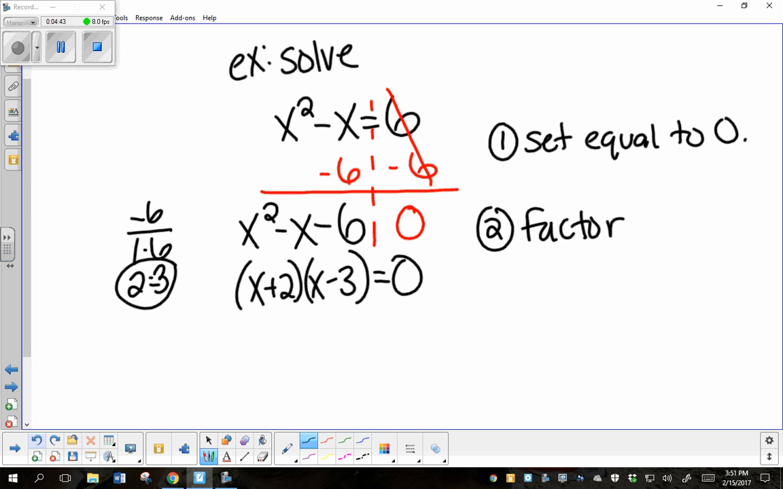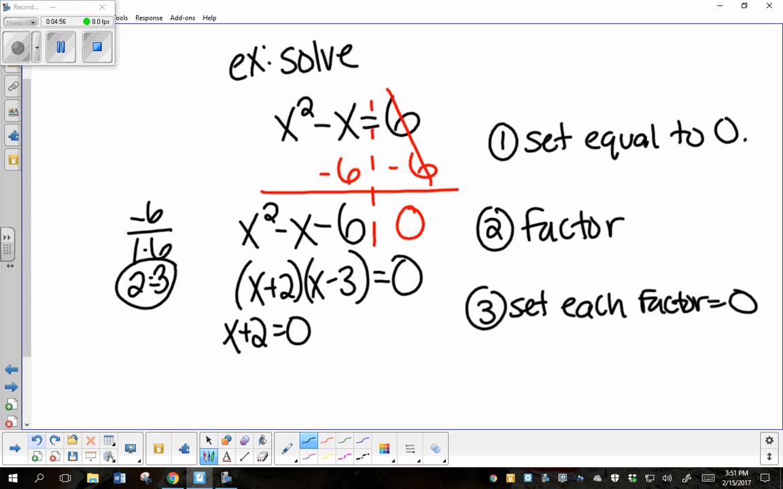What we're going to do next is set all of our factors equal to 0. I'm going to say, all right, if x plus 2 is 0, the answer to this problem is going to be 0. It's going to work.